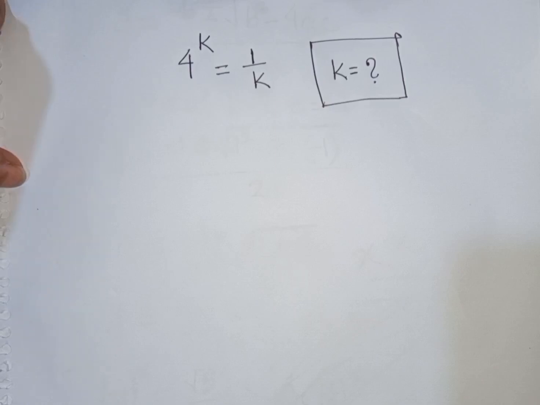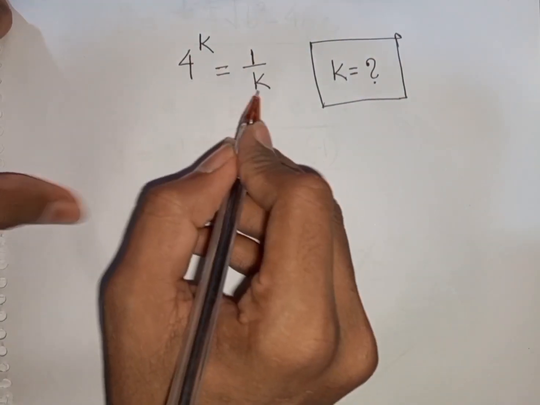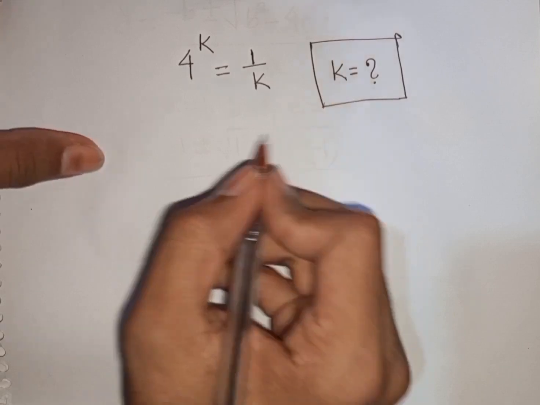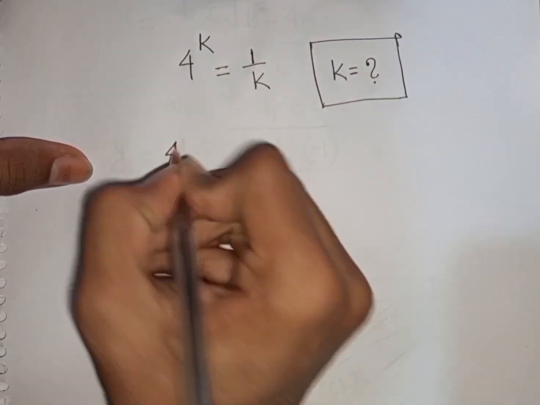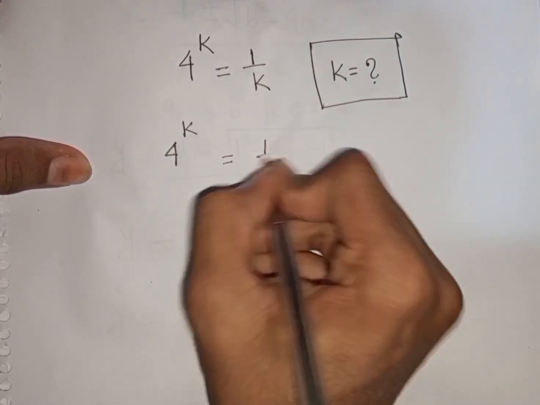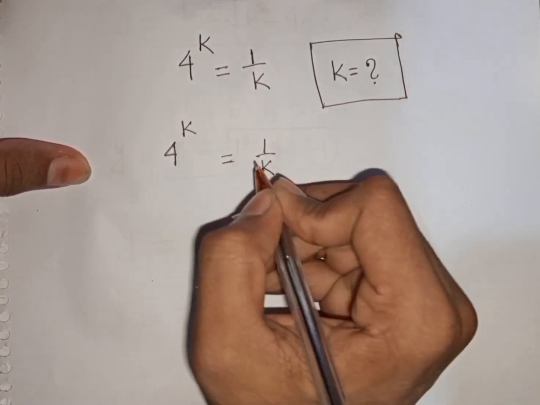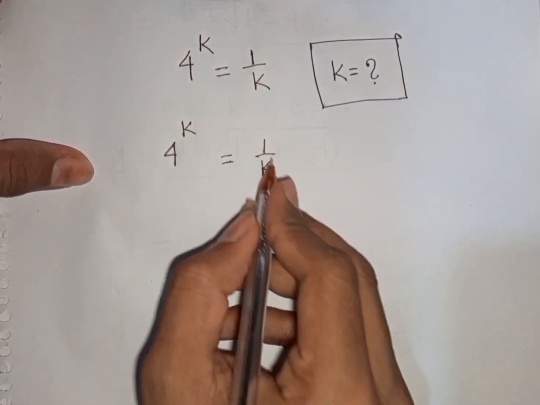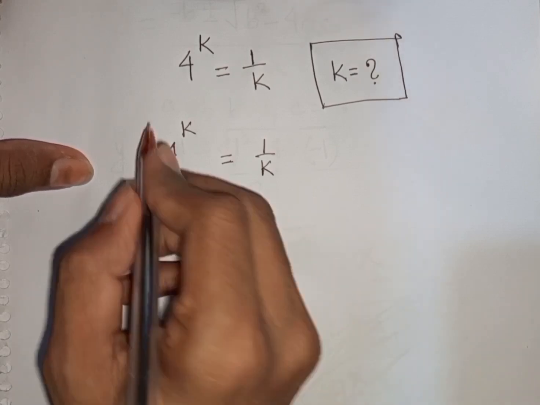How to solve 4 power k is equal to 1 by k. Find the value of k. So we have 4 power k is equal to 1 by k. Now we raise both sides to the power of 1 by k.